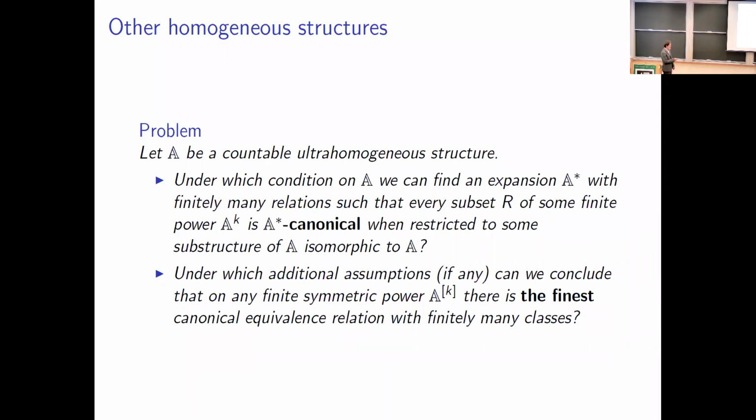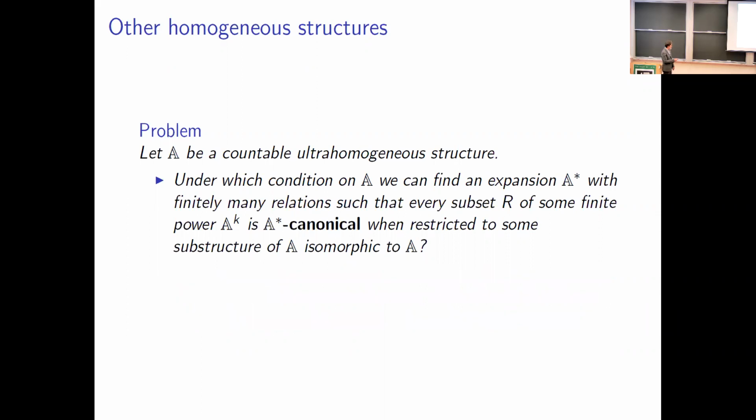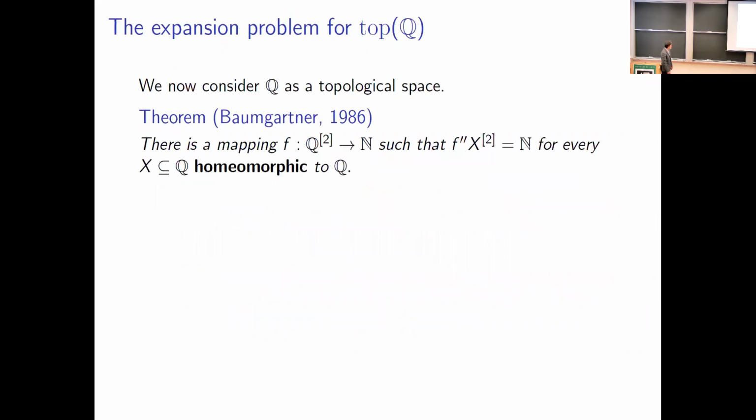And it does change. If you look at the progress that has been done, the corresponding expansion problem tends to generate new Ramsey theorems about trees. It's interesting. Okay, we go now to topology. So the topological version for Q.